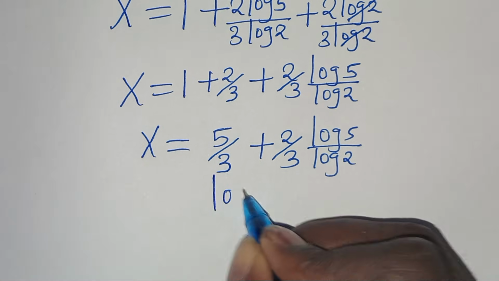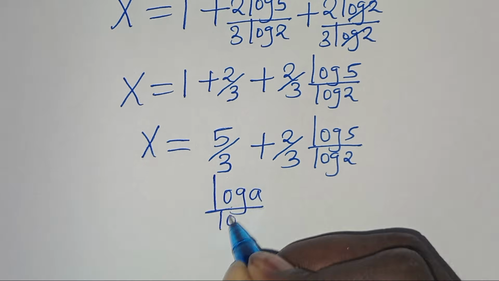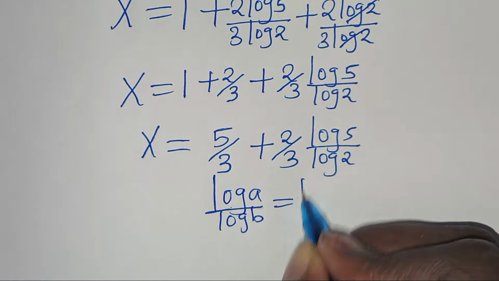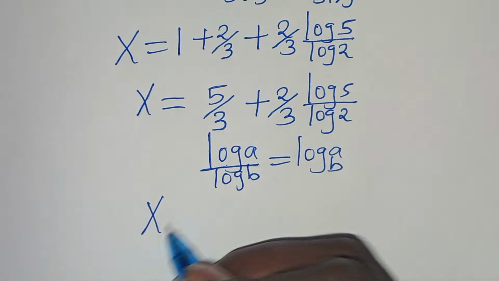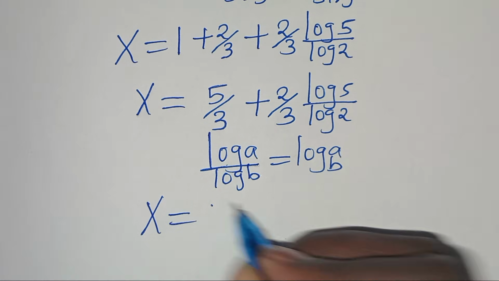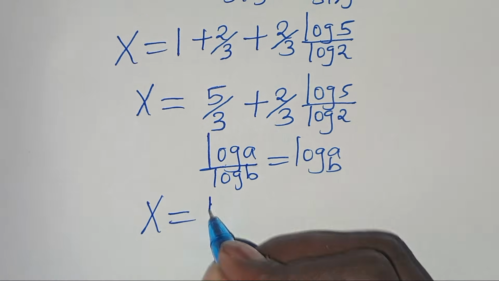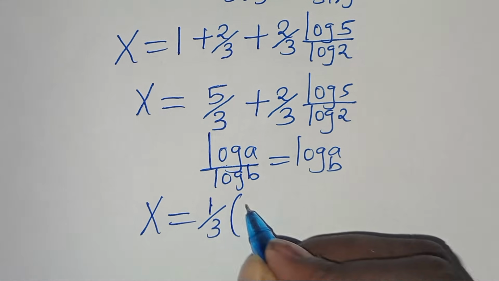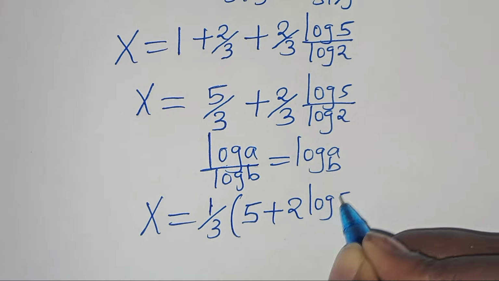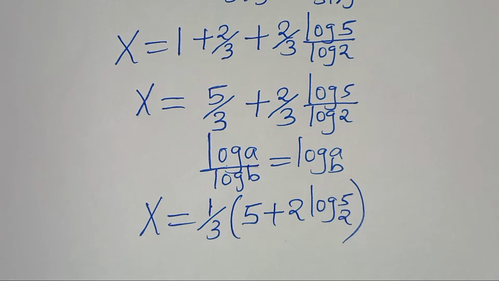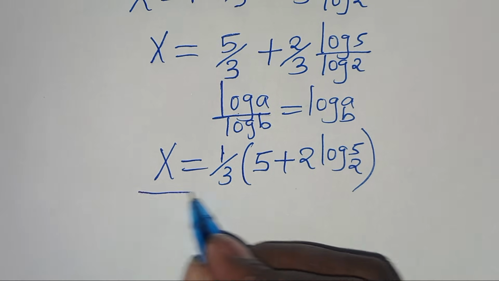This log 5 over log 2 is in the form of log a over log b, which we can express as log a to base b. In this case, x is equal to, with a third common here, 1 over 3 in the parentheses, 5 plus 2 log 5 to base 2. So this is the value of x.